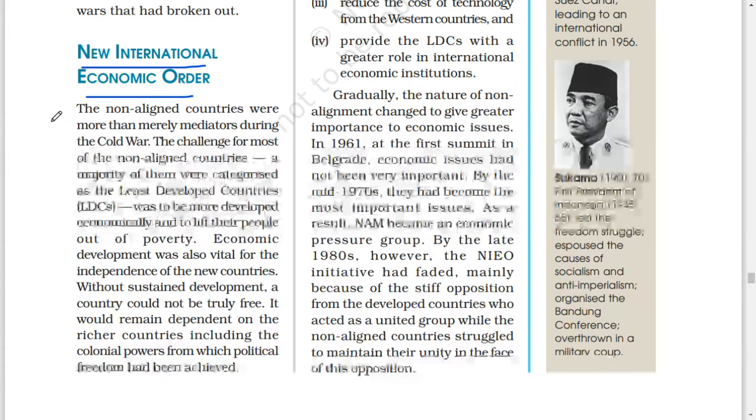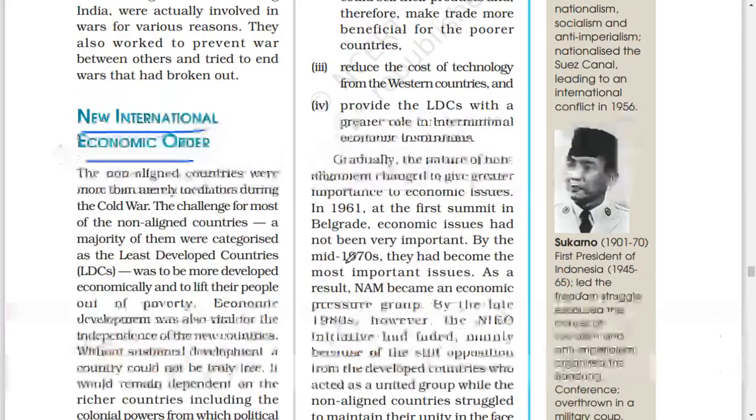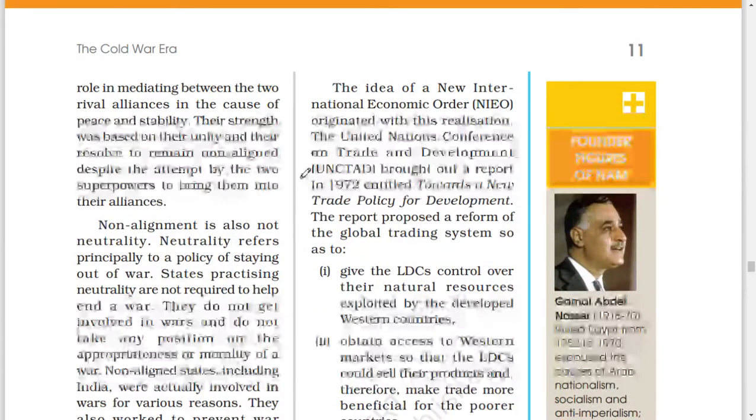Economic development was also vital for the independence of the new countries. Without sustained development, a country could not be truly free. It would remain dependent on the richer countries, including the colonial powers from which political freedom had been achieved. The idea of the new international economic order (NIEO) originated with this realization.